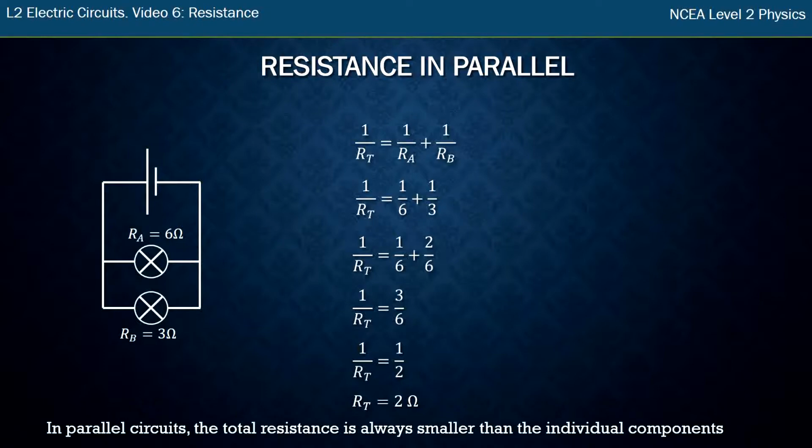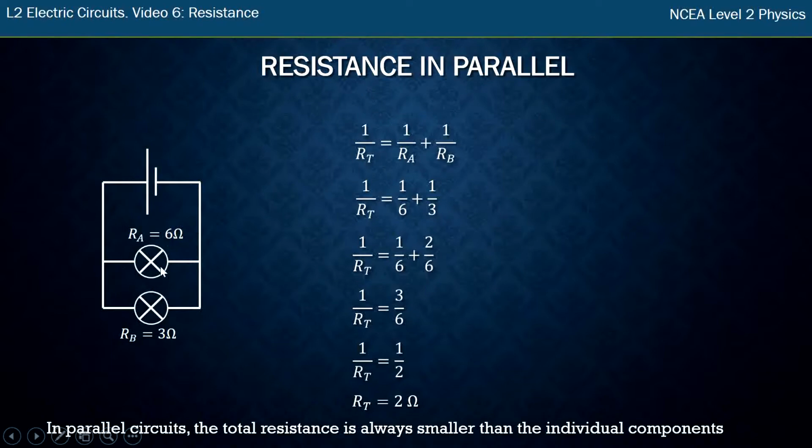Another thing to remember is in parallel circuits, the total resistance is always smaller than the individual components. So we had 6 ohms, we had 3 ohms, but the total turned out to be 2. How is that possible? How can I have less than the individuals? Well, remember, resistance is the ability to resist electrons flowing through.